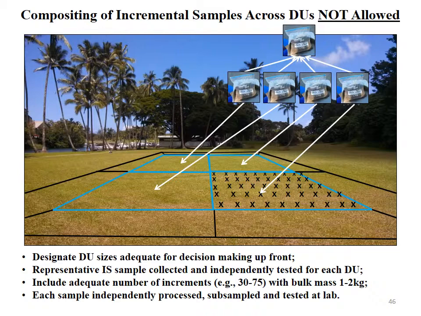Instead, you have to designate decision unit sizes up front that are adequate for decision making. You're required to collect a separate incremental sample from each one of the decision units and independently test that sample and get a single concentration for each decision unit. You also want to make sure you include an adequate number of increments for each one of these decision units, and to prepare a bulk sample that's at least 1 to 2 kilograms in size. And then again, each sample is independently processed, subsampled, and tested at lab, and an independent decision is made for each one of the decision units.